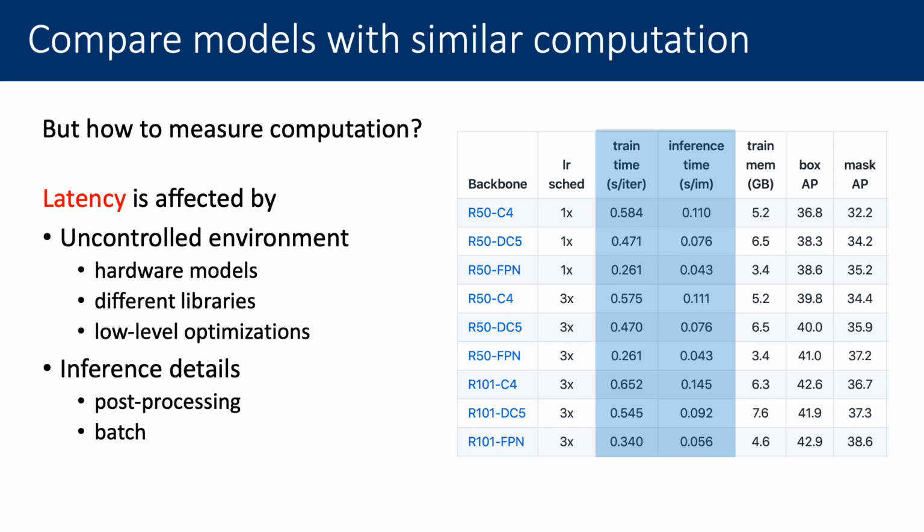Even in Detectron2, such an issue still exists. Even though it's a unified codebase and all models run in the same environment, we can still see some situations where, for example, a model may be faster than another model in one PyTorch version, but it becomes slower in a different PyTorch version. Or it may be faster on GPUs, but slower on CPUs.